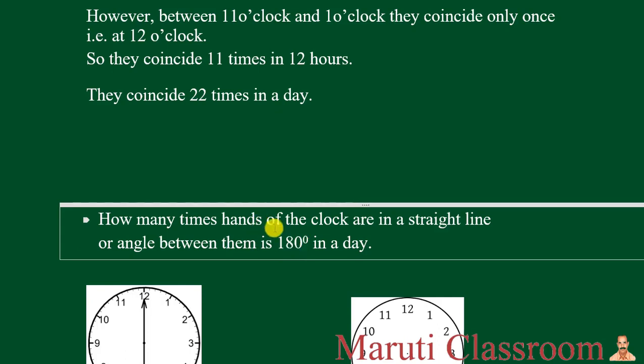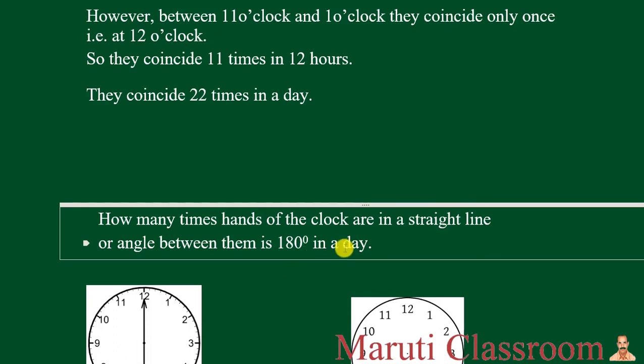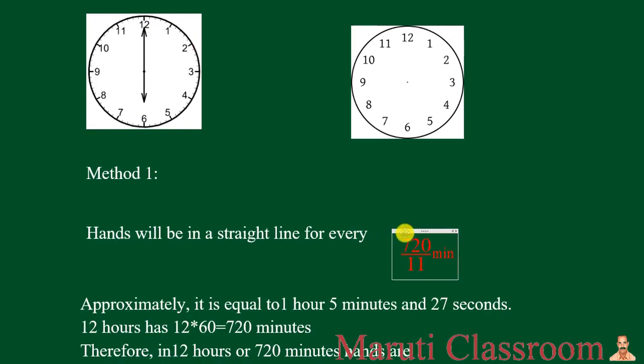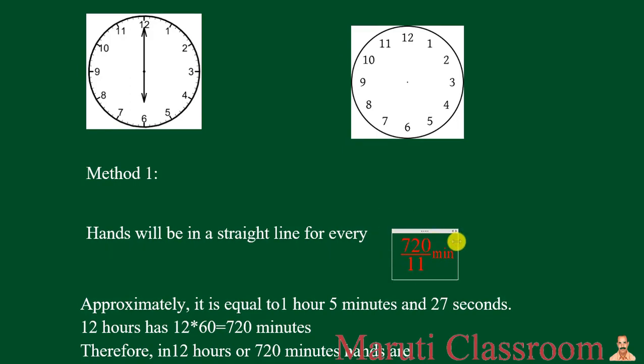Now let us do one more problem. How many times are the hands of the clock in a straight line, or the angle between them is 180 degrees, in a day? Now consider the 6 o'clock position. At this position the angle between them is 180 degrees, or they are in a straight line. After how much time are they again in a straight line? I am not proving it here, but just like the previous case, after 720 by 11 minutes they are again in a straight line, or for every 720 by 11 minutes they are in a straight line.